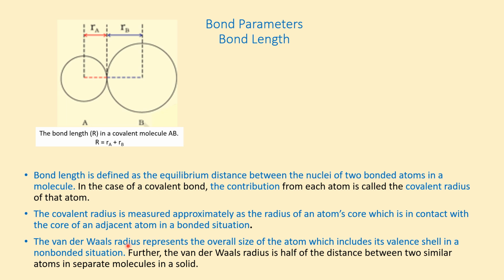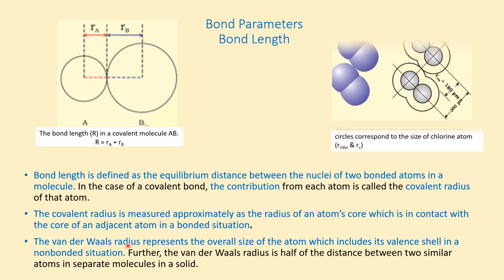The van der Waals radius represents the overall size of the atom which includes its valence shell in a non-bonded situation. This is shown in the figure on the screen on the right hand side. The covalent and van der Waals radii in a chlorine atom are shown here.